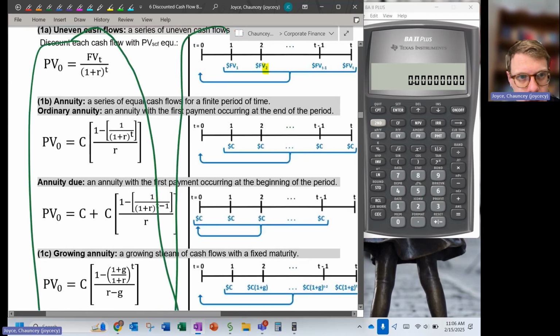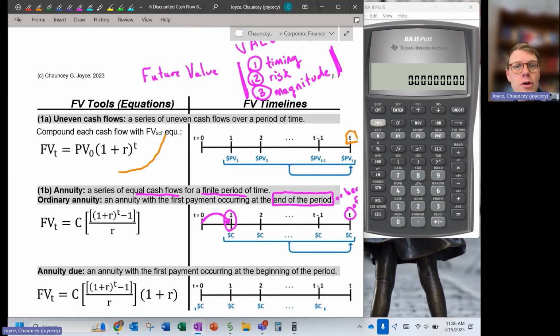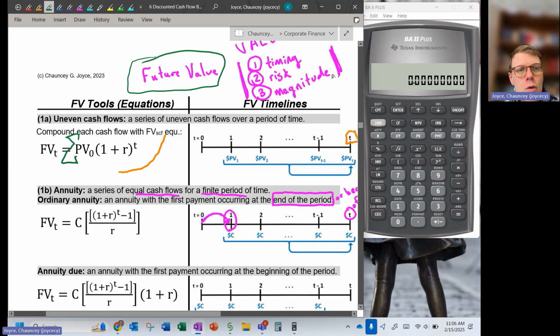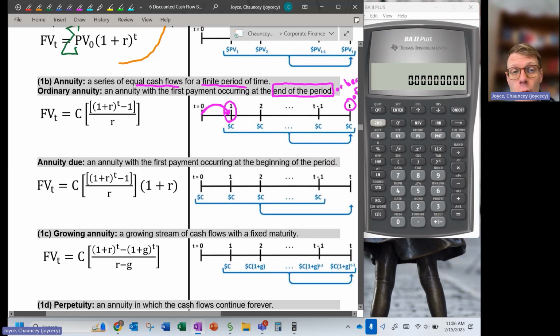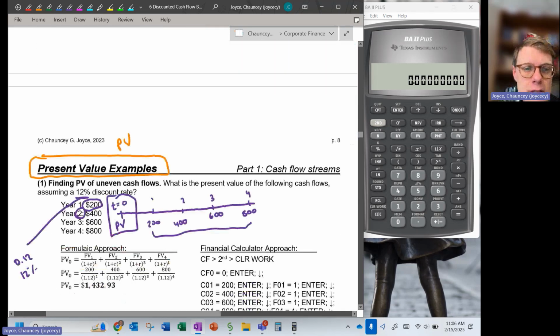Before we start diving into the numbers, I just want to show you what we're doing. We're going to do one of each equation, one of each example, all these future value tools, starting with the future value ones. So again, there probably should be a sigma on that one. We're going to start with uneven cash flows, move into annuities, both ordinary and then annuity dues, and then look at growing annuities.